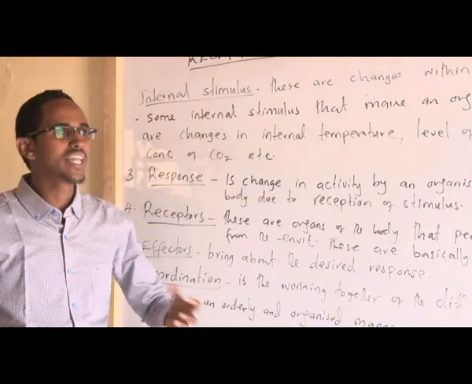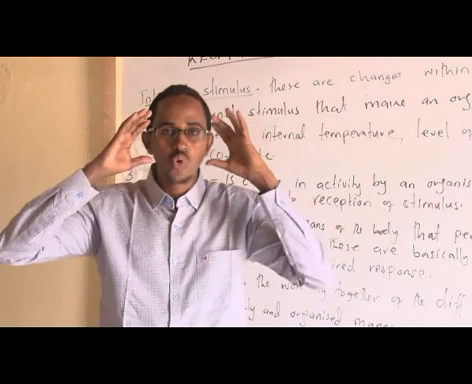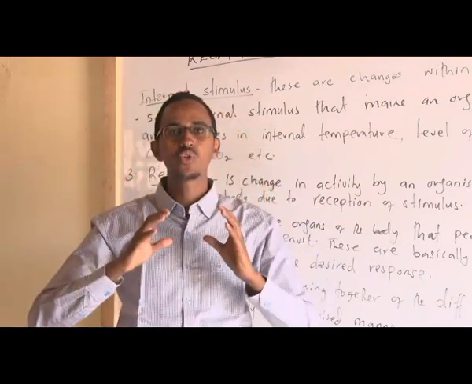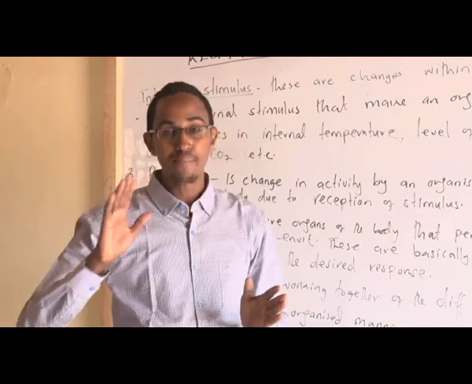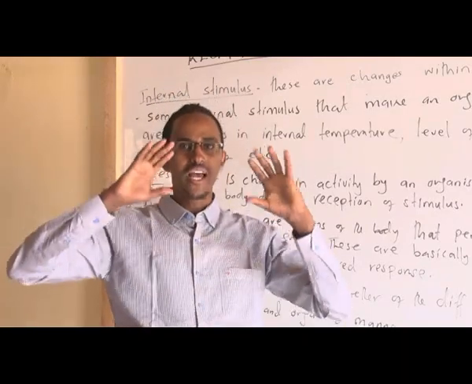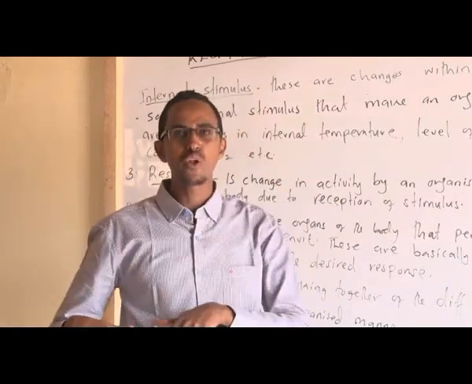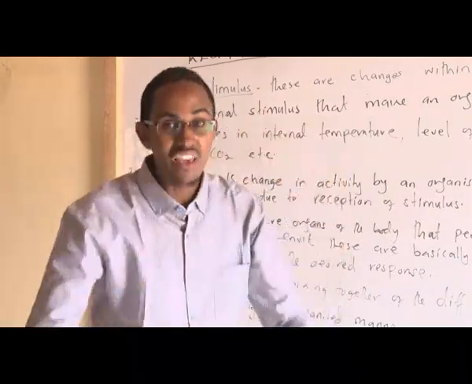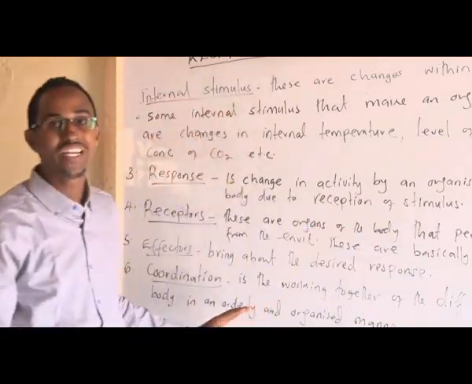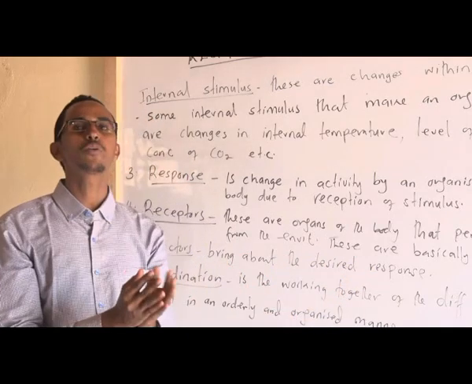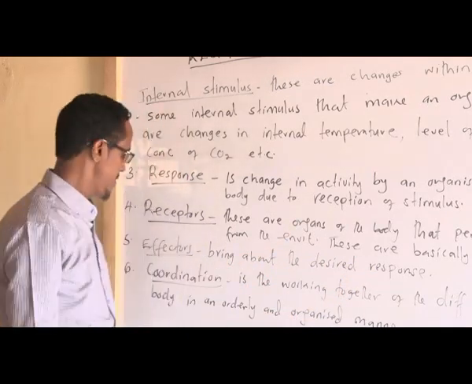So the working together of different parts of the body, in this particular case, the working together of the receptors, the transmission system, the neurons, the sensory neuron, the motor neuron, and the relay neuron, the central nervous system, that is the brain and the spinal cord, and the effectors, those are the muscles. This is what we call coordination. And when their function is synchronized, of course, we can get a desired response.